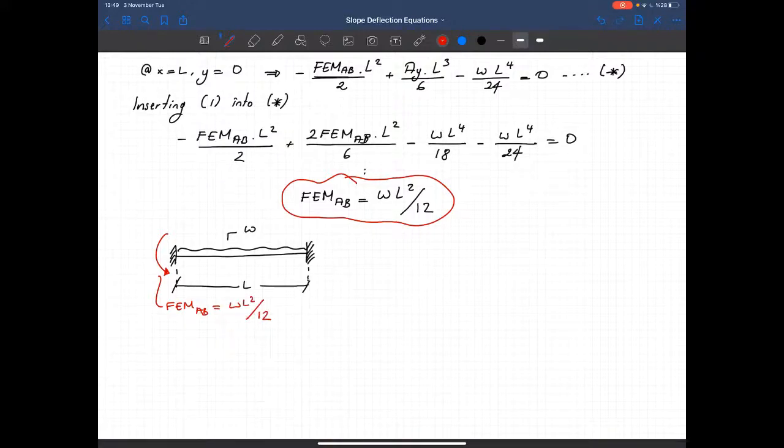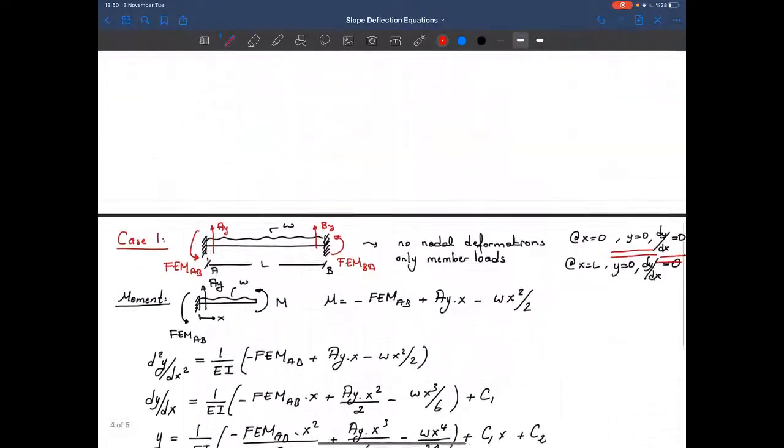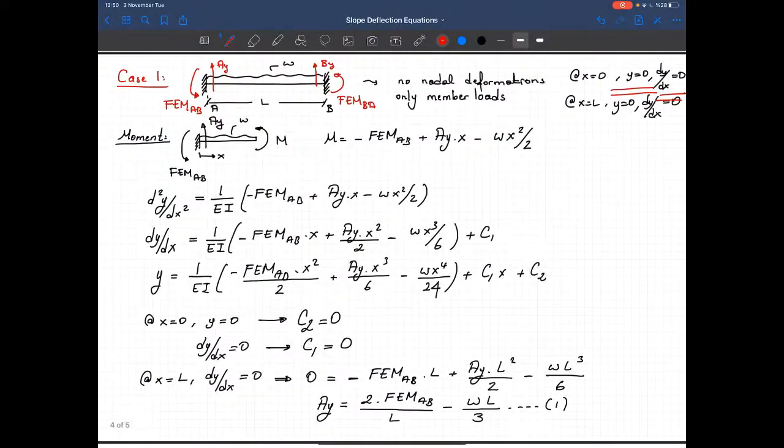On the other side, if you repeat that procedure, you find that I have a clockwise moment, the fixed end moment, and the magnitude of that clockwise moment is the same, WL squared over 12. So that's the solution of the case when we have a uniformly distributed load and no nodal deformation.